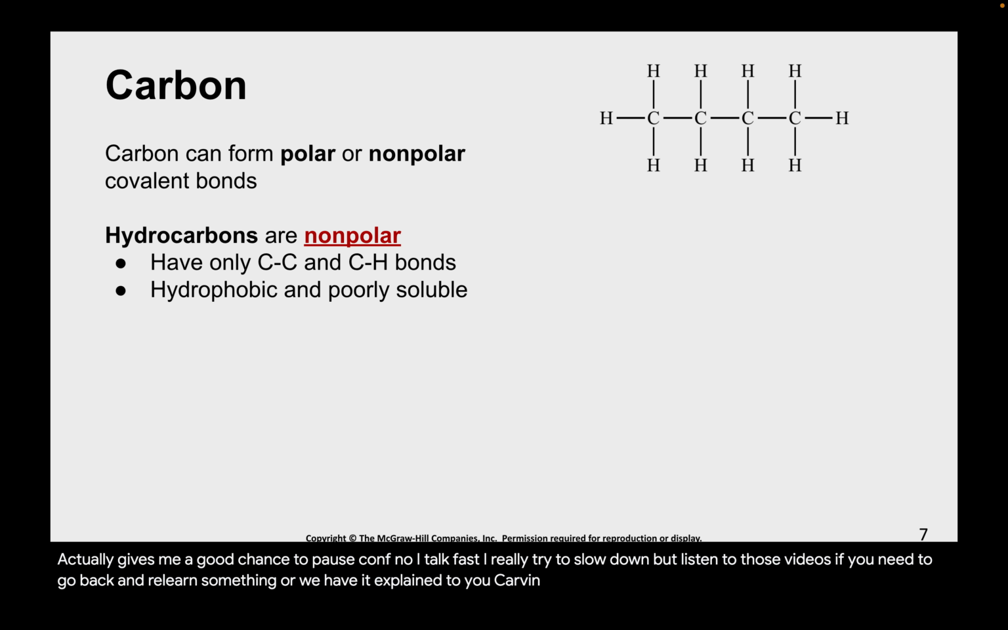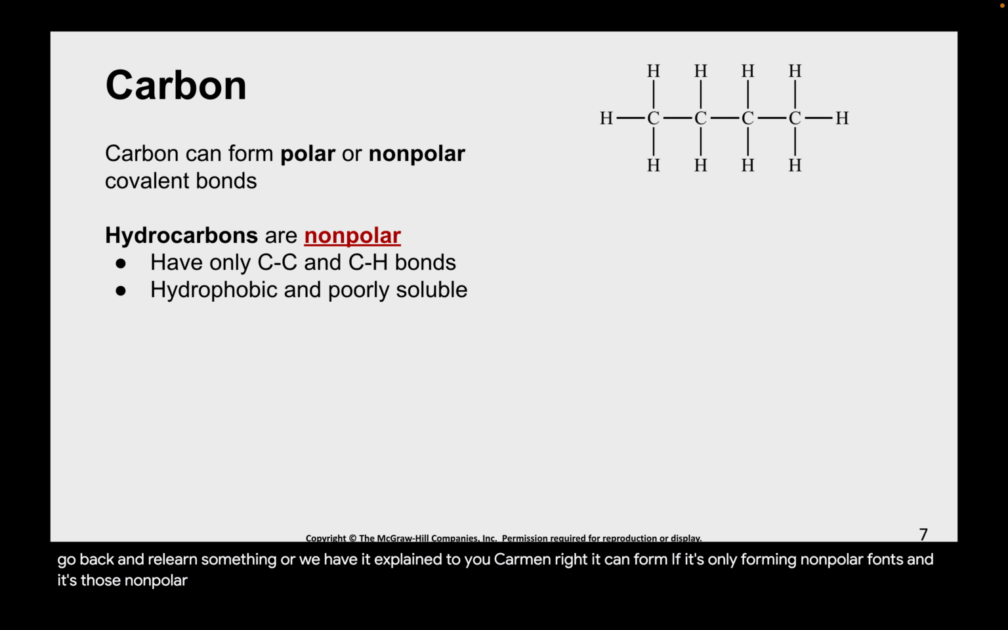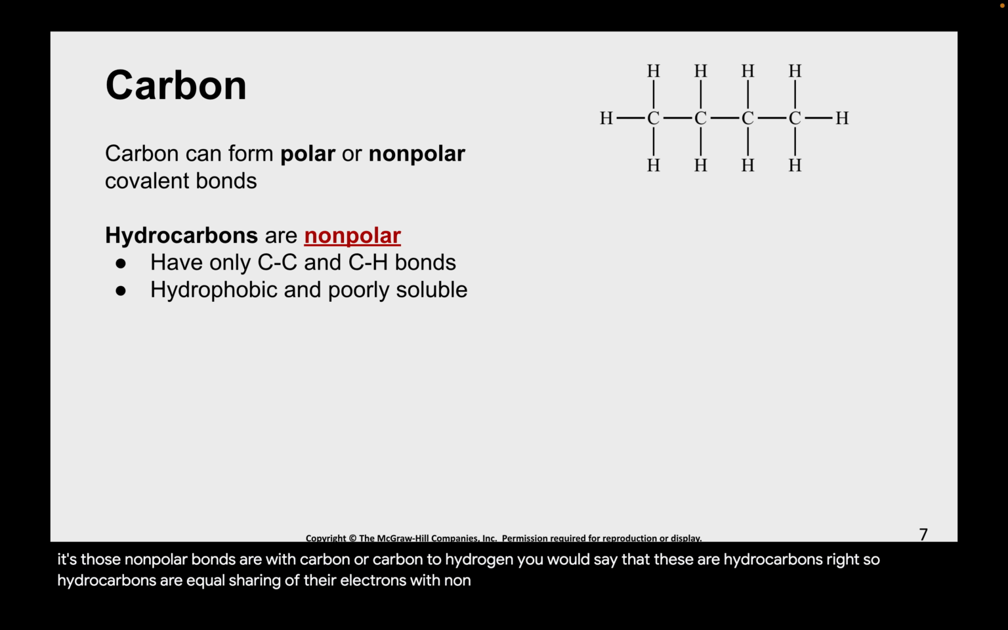Carbon can form polar or nonpolar bonds. This is also why it's extremely useful. If it's only forming nonpolar bonds, and those nonpolar bonds are carbon to carbon or carbon to hydrogen, we would say that these are hydrocarbons. So hydrocarbons are nonpolar. They have equal sharing of their electrons. You know that they're going to be hydrophobic, and they're not going to be easily dissolved in an aqueous solution.